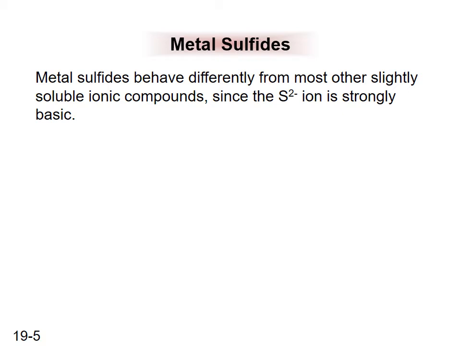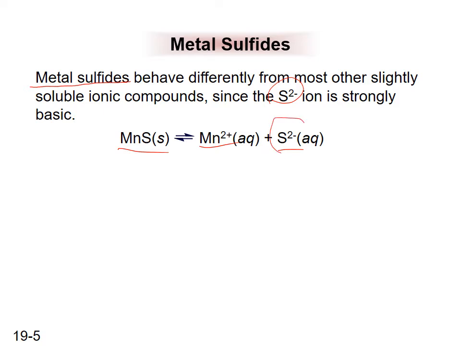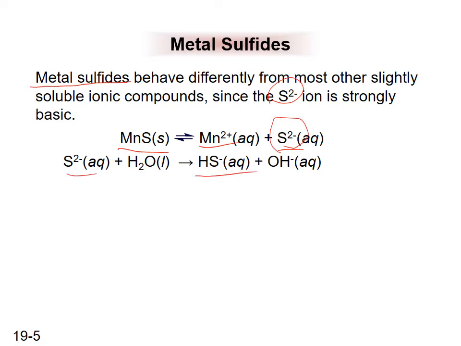Question D involves silver sulfide. In general, metal sulfides behave very differently from many other slightly soluble ionic compounds. This is because the sulfide ion is strongly basic. Let's take manganese sulfide as an example. Manganese sulfide is only slightly soluble in water, and it ionizes into manganese ion and sulfide ion. Now the sulfide ion hydrolyzes because it's basic. It hydrolyzes back into the weak acid, hydrogen sulfide. So it reacts with water to form hydrogen sulfide plus hydroxide. So this makes the solution basic.